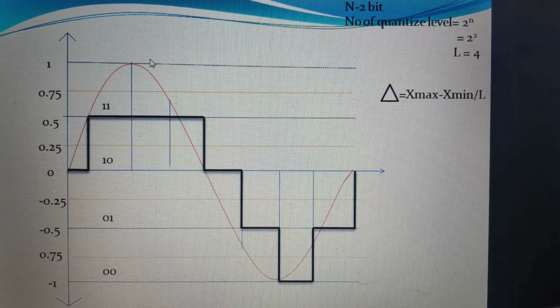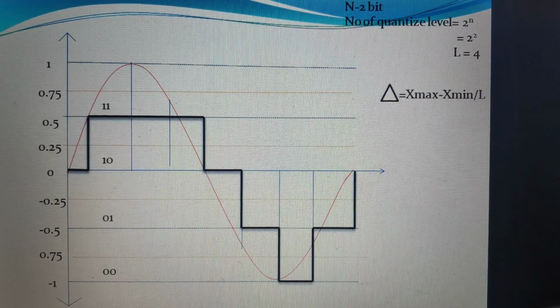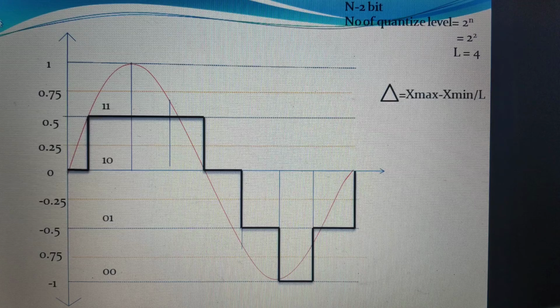For 1, we have taken 0.5, because here we have taken only 4 quantization levels. So we have taken only 4 quantization levels, and we can name them 00, 01, 10, 11. So for 1 also the quantization level will be 0.5.